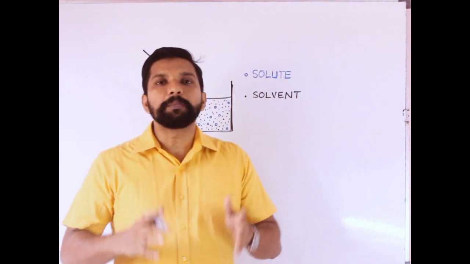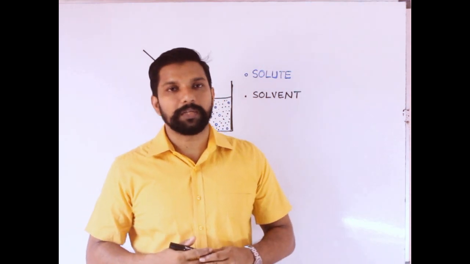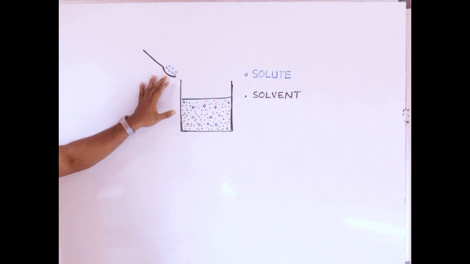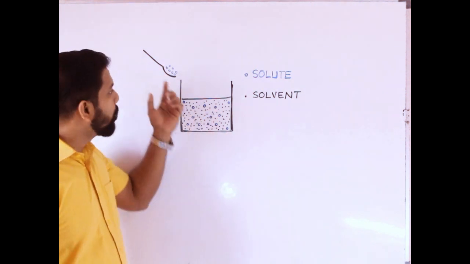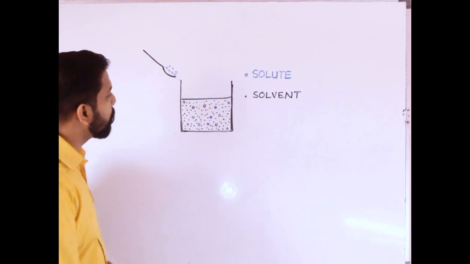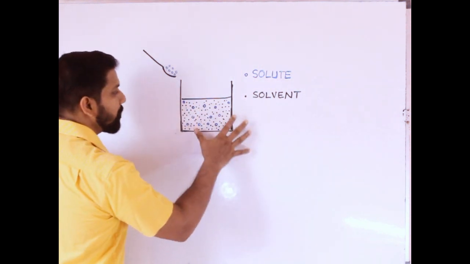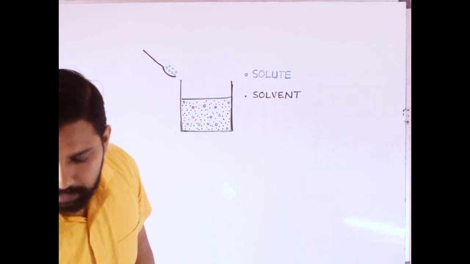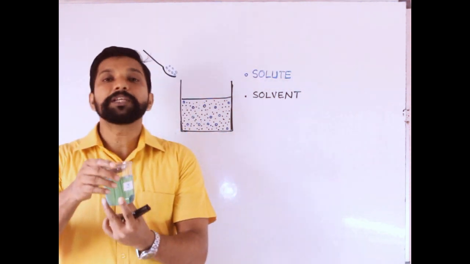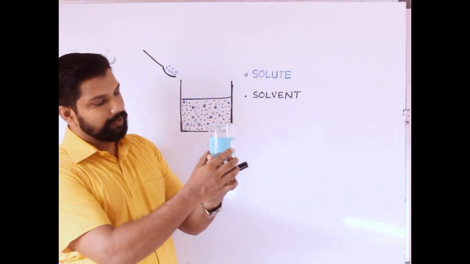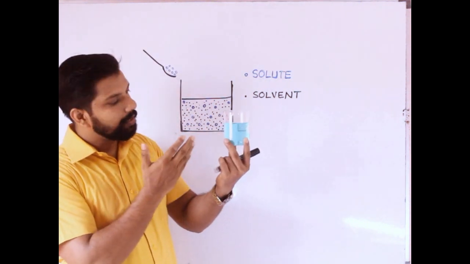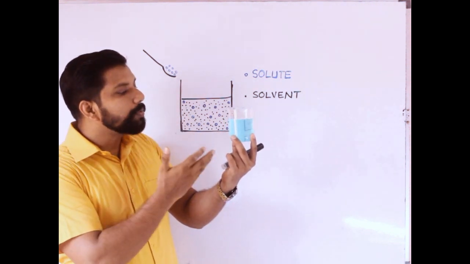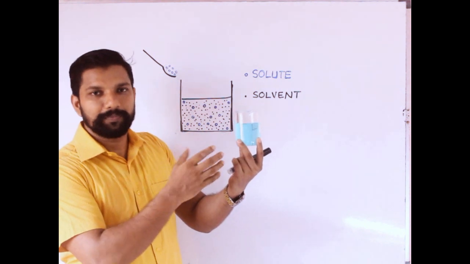Let's have a look at the particle level view of a solution. Here we have the solute molecules and the solvent particles. When you dissolve the solute molecules in solvent particles, they will disperse evenly throughout the solvent, producing a mixture like this. Let me show you a copper sulfate solution. You can see here the clear blue color solution in which copper sulfate is dissolved in water.